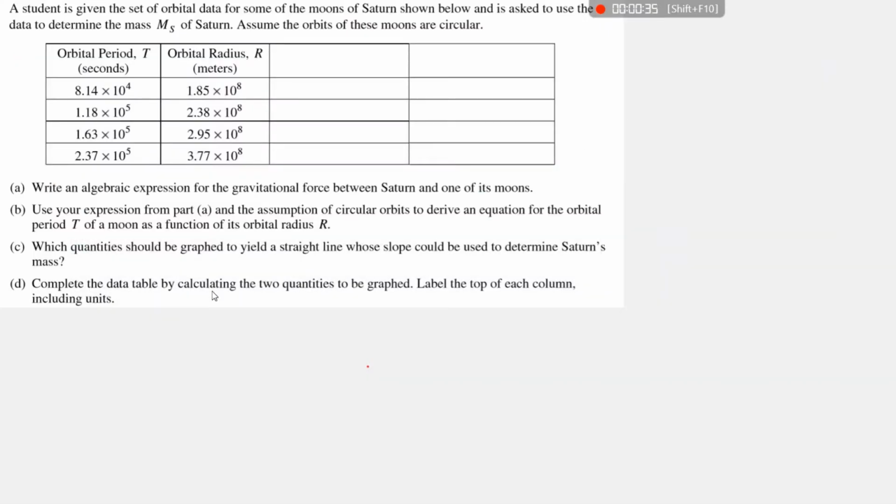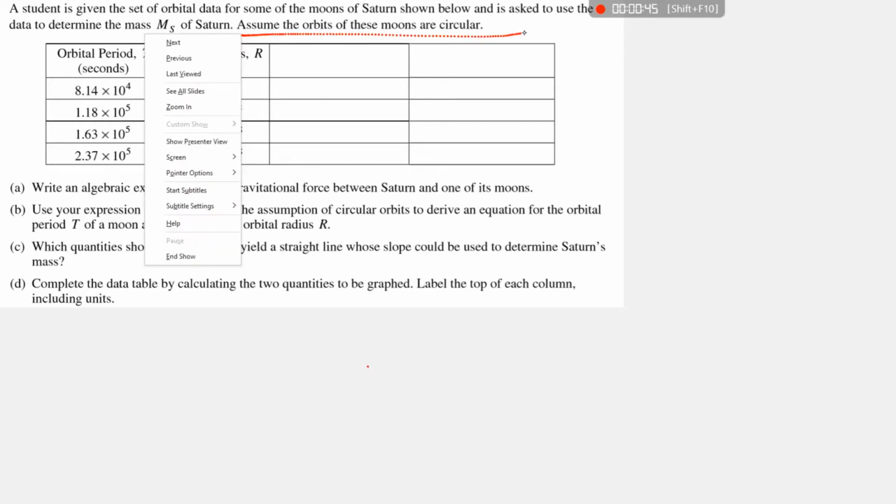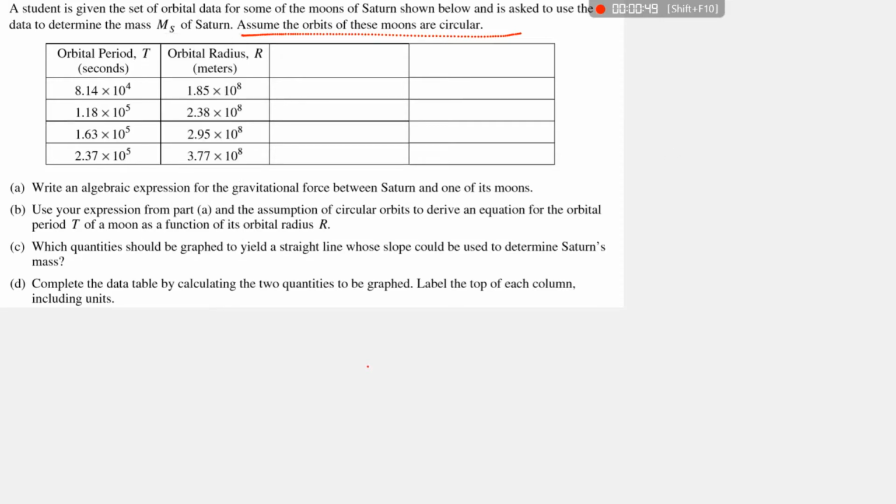Okay, so we've got this set of orbital data from some of Saturn's moons, and we are trying to determine its mass. All of the orbits are circular. First I want to write an algebraic expression for the gravitational force between Saturn and the Moon. So, an expression for the force of gravity.